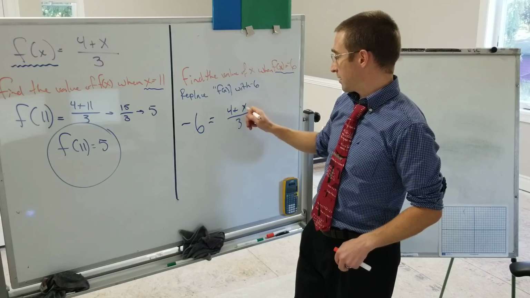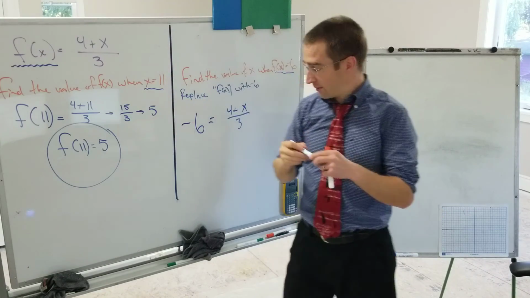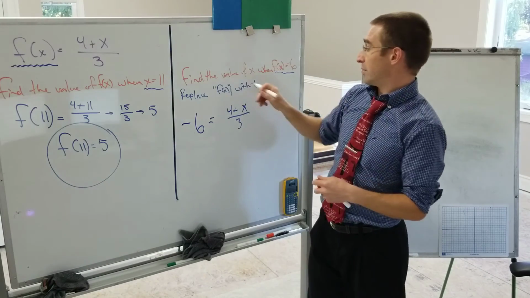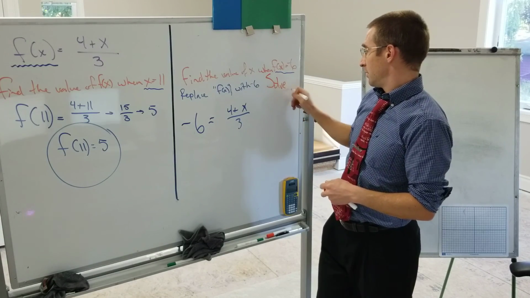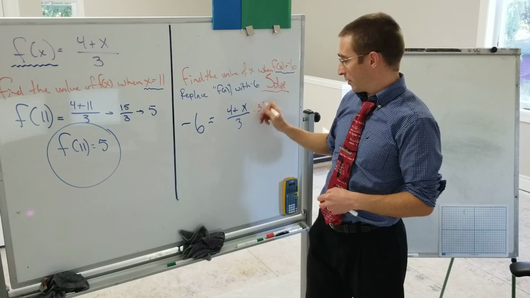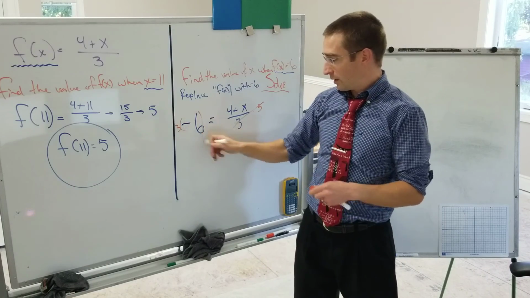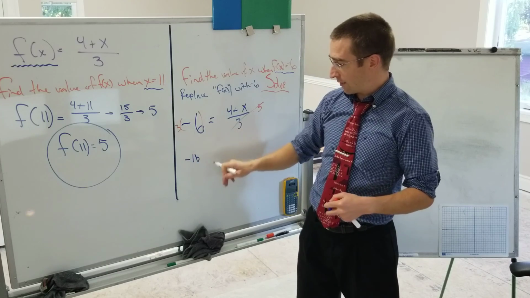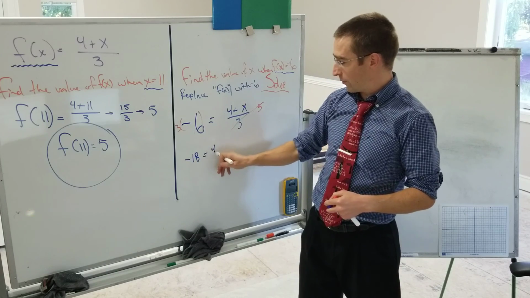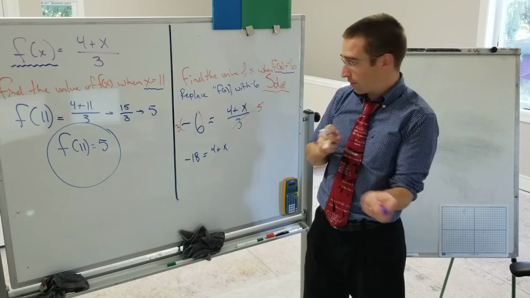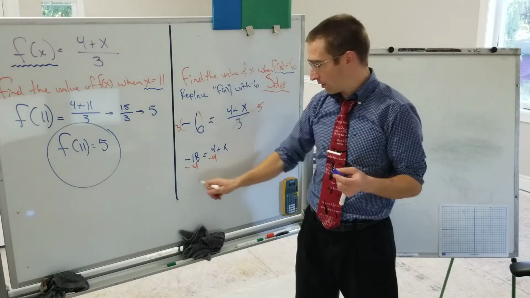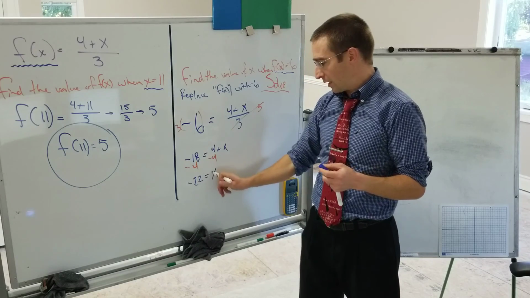And we're just going to keep this (4 plus x) over 3 as is. Now I've got to solve this. So I just work backwards. Multiply by 3, I get -18, because 3 times -6 equals -18, equals 4 plus x. Subtract the 4. We've got a negative minus a positive, it's getting more negative. -22 equals x.